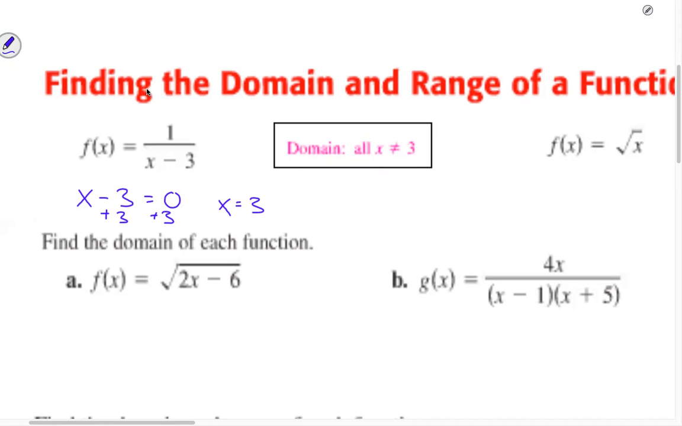Now, the way I like to write it is I'll write all real numbers, because I'm lazy. That fancy R stands for all real numbers, except x cannot equal 3. I'll kind of write it like that.